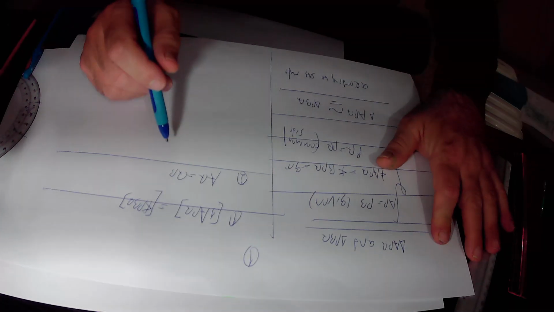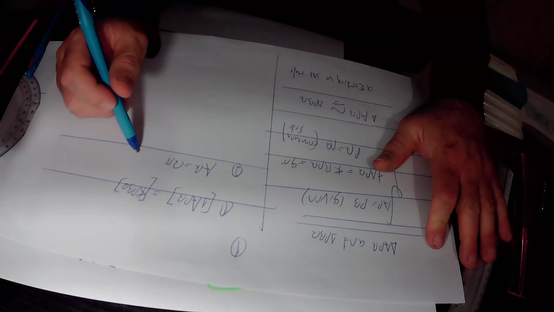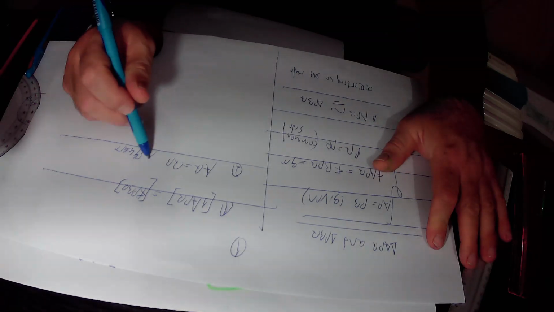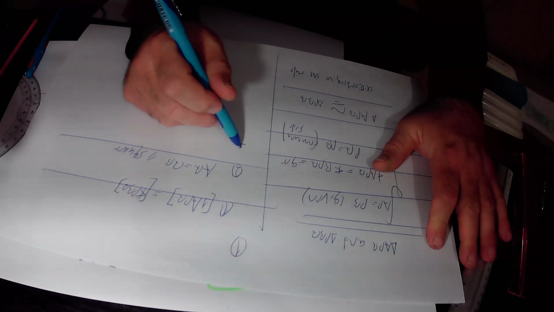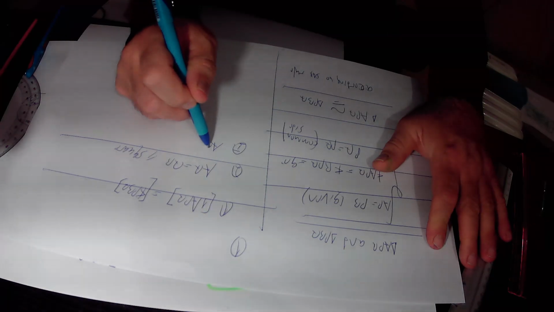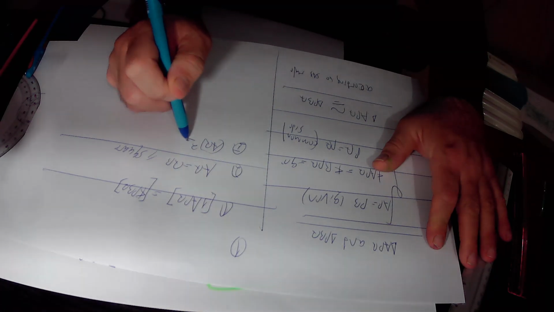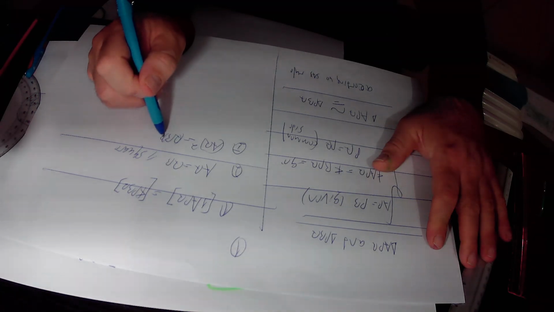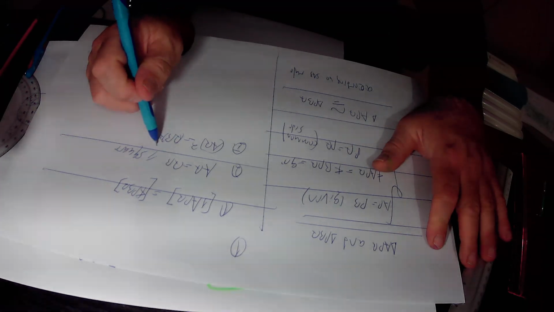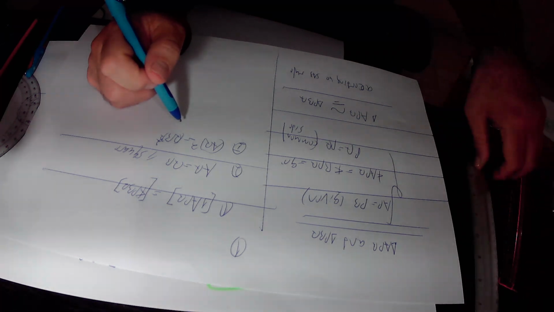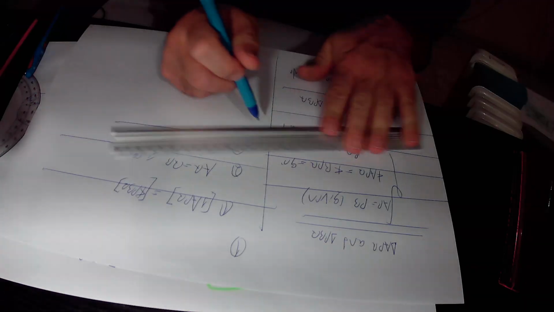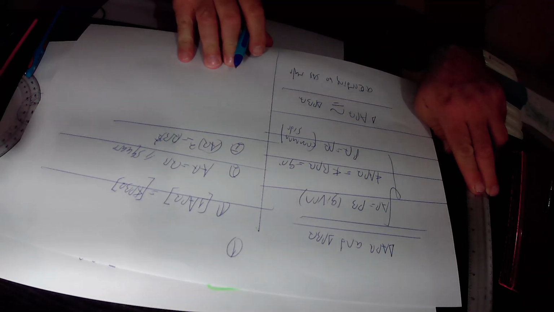AQ equals QB. Here we square both sides of the equation. We get AQ square equals QB square.